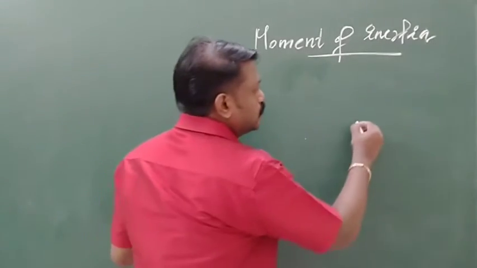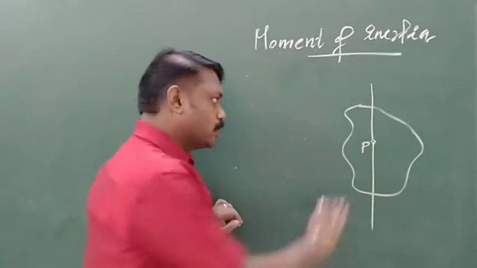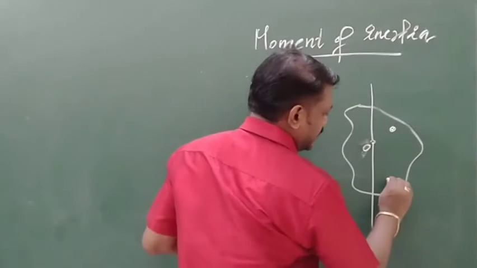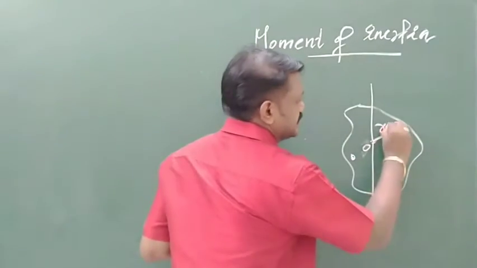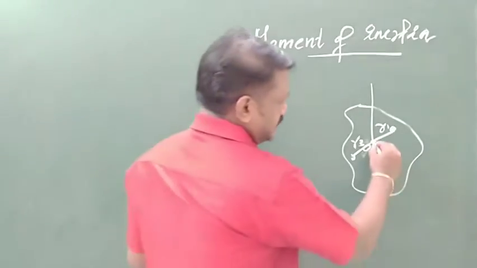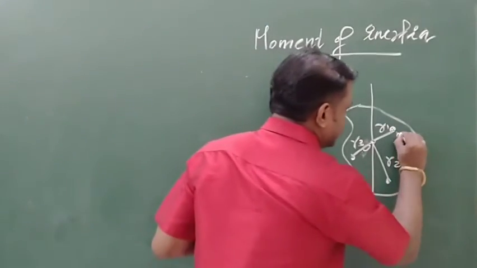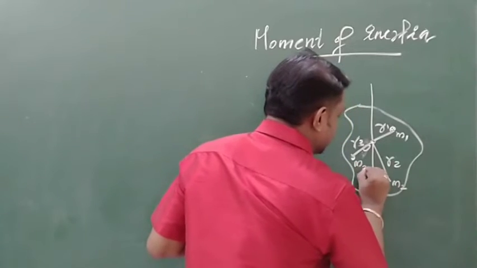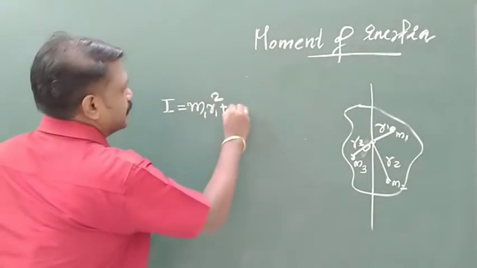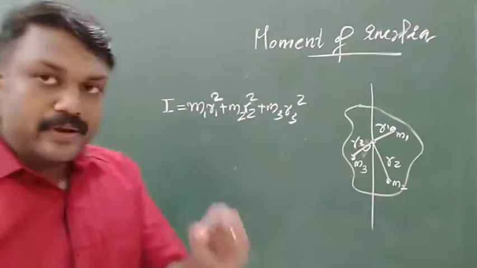Suppose you have a rigid body capable of rotating about an axis passing through the point P or point O. Origin is point O. It consists of three particles, at distances R1, R2, and R3. With masses m1, m2, and m3, the moment of inertia, denoted by capital I, is m1 r1 square plus m2 r2 square plus m3 r3 square.